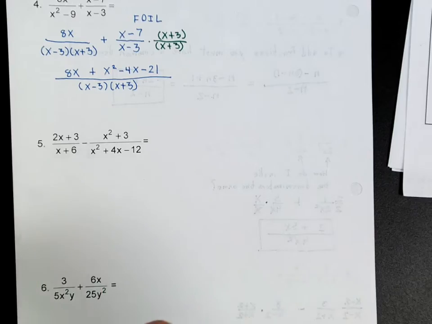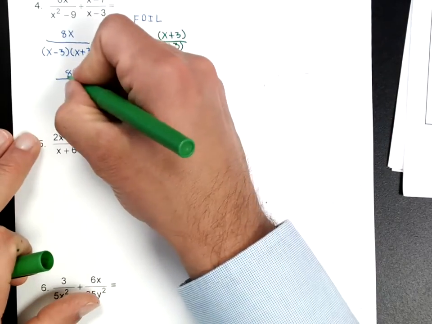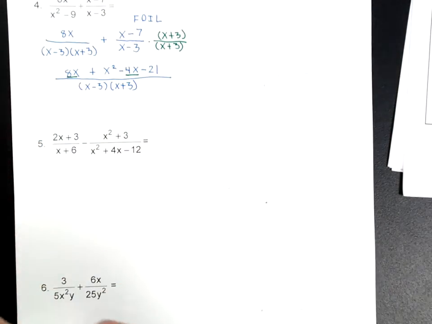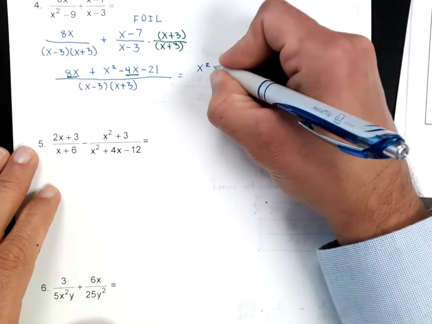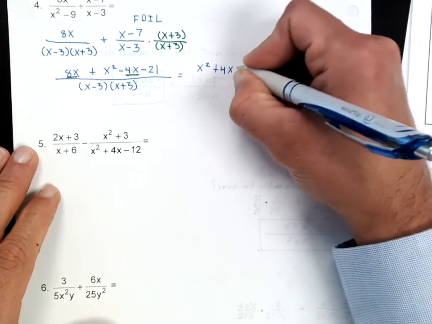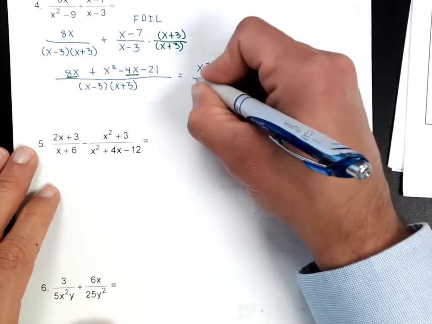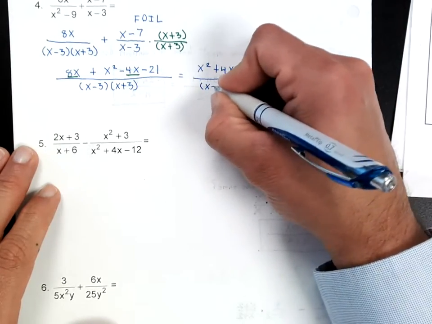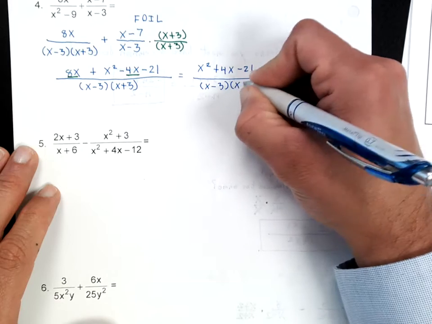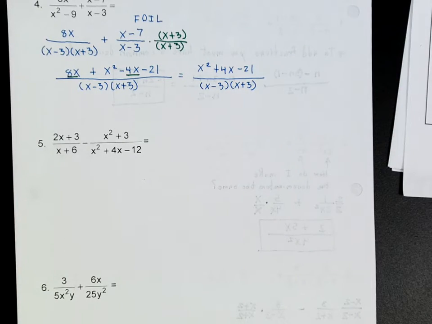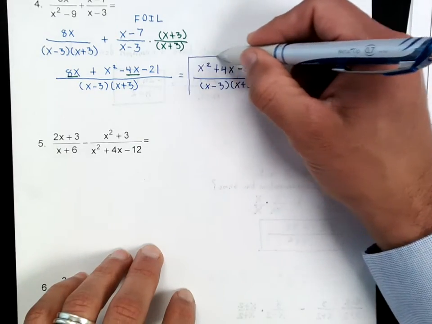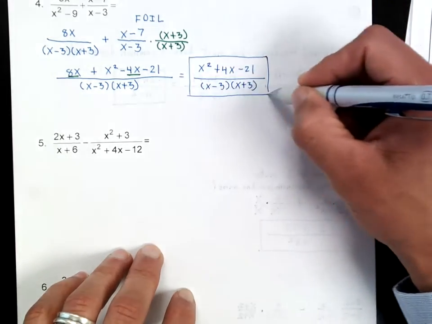So notice that my like term on this one is just that one and that one. They're the same. Or they're like terms, I should say. So we have x squared plus 4x minus 21 all over x minus 3, x plus 3. Now, if you do it like this, I am perfectly happy with this answer, okay? So I'm perfectly happy with this answer if that's what you get.